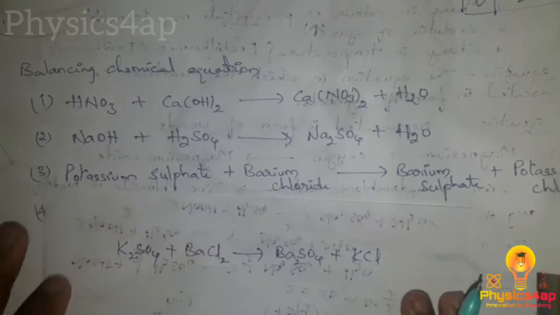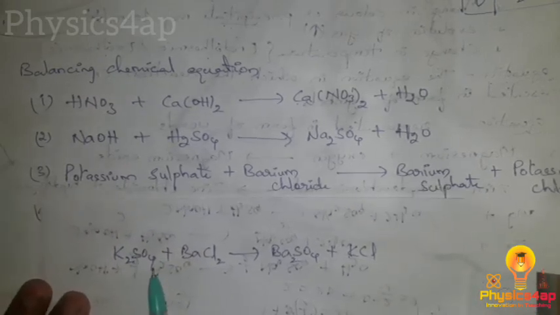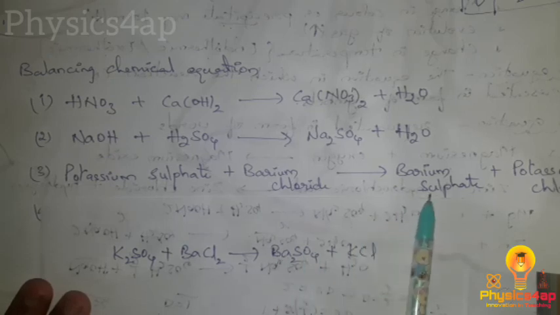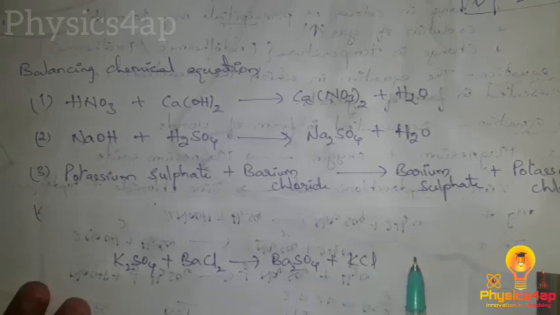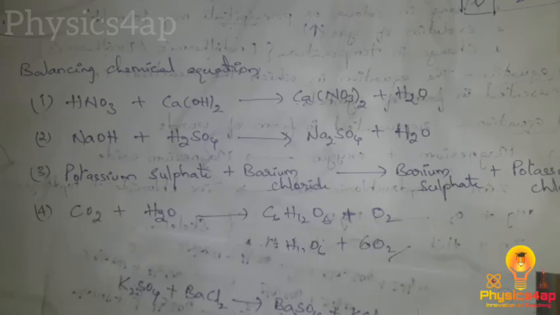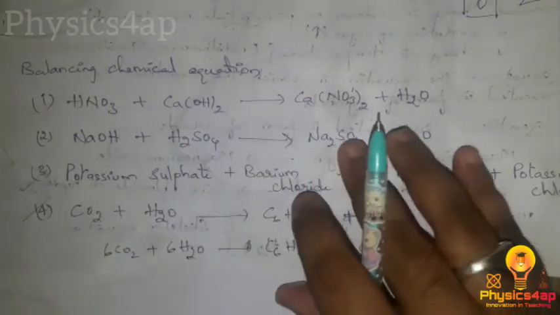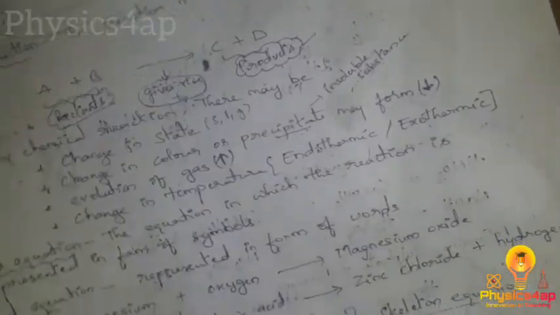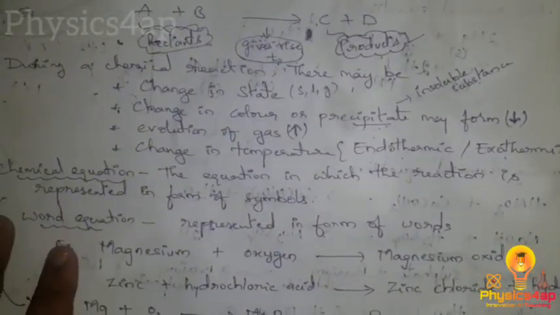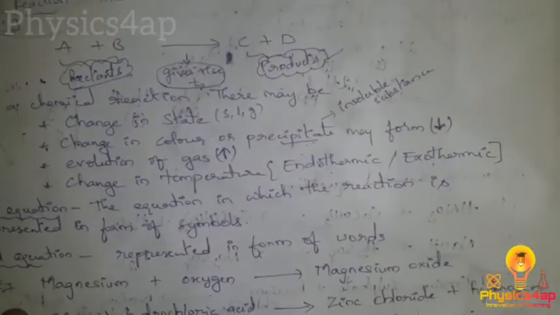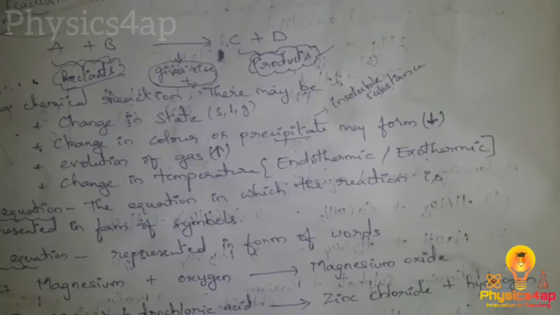And here we have the word equation: K2SO4 plus barium chloride BaCl2 gives rise to barium sulfate BaSO4 plus KCl. So try these two equations over here on your own. And today what we have discussed is the chemical reaction, chemical equations, and how to balance the chemical equation.